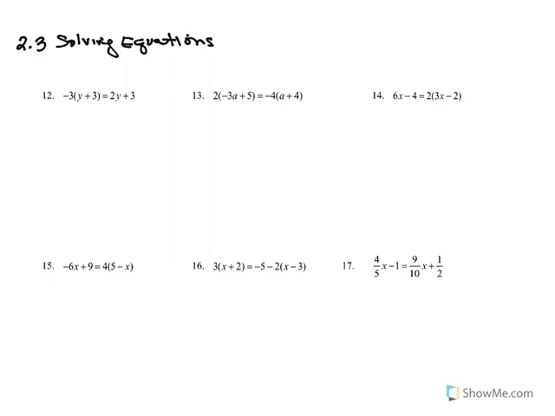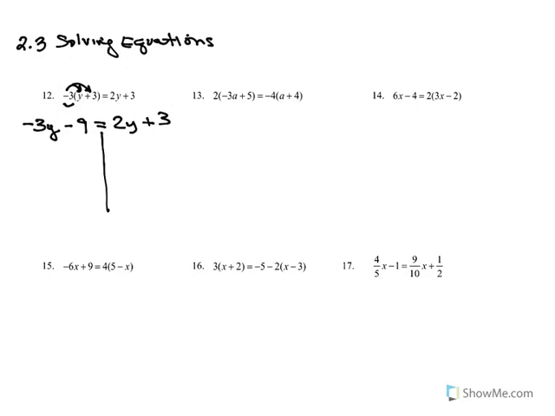So here we have negative 3 times (y plus 3) equals 2y plus 3. We always follow order of operations. So we're going to deal with the parentheses, and distribute through with that negative 3. So negative 3y minus 9 equals 2y plus 3. So remember where your equal sign is. If you need to draw a line, draw your line.